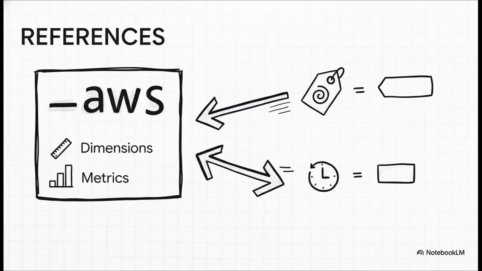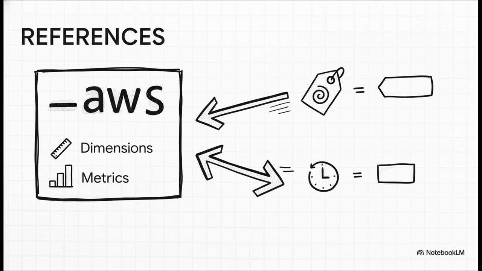Okay, and this is the really clever bit. If you look closely, that AWS block doesn't actually contain the data values. It just holds references to other keys in the JSON. So when you say dimensions function version, you're just telling CloudWatch, hey, go find a key named function version at the top level of this object and use its value.